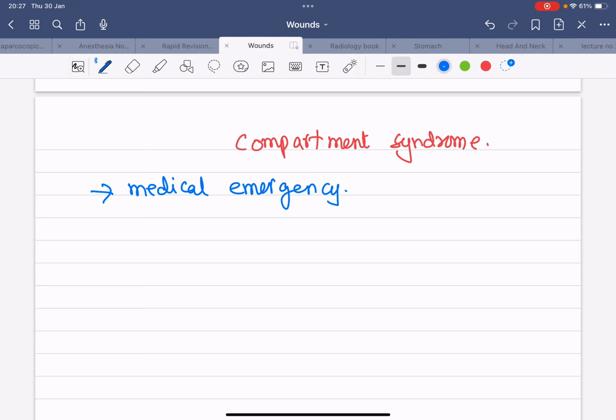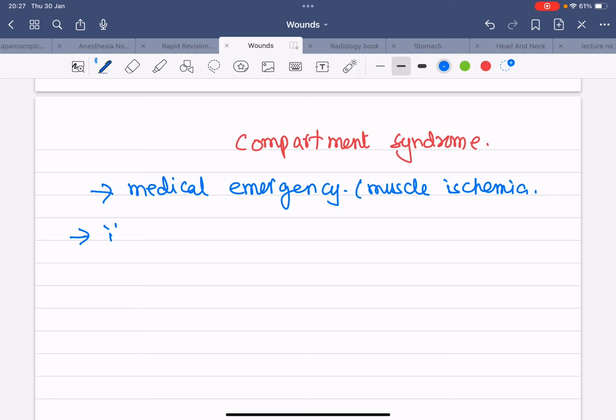Because if you are not going to help the patient as soon as possible, it can lead to muscle ischemia. Okay, it can lead to muscle ischemia and other problems in the patient. So what is compartment syndrome?